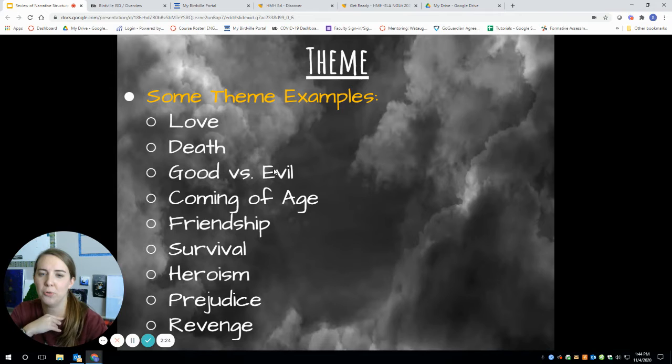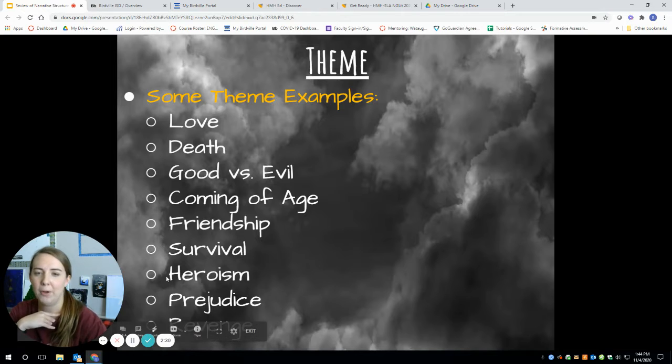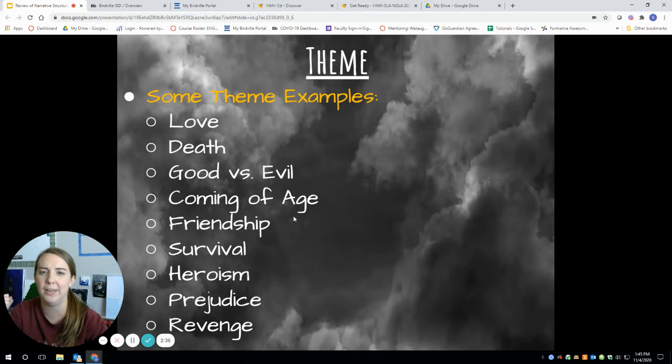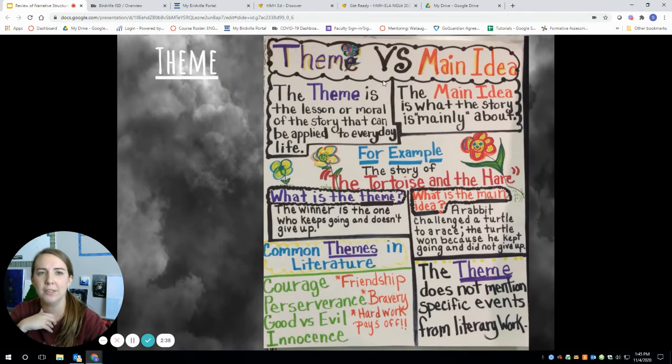Or if it's a story about heroism, which is being a hero, maybe it's about the good guy will always win, and the hero's acts of bravery are what give him the right to win. A lot of people get theme mixed up with the idea of main idea. Theme is a really general statement that could be applied to everyday life. The main idea is basically what the story is about. They are two very different things.